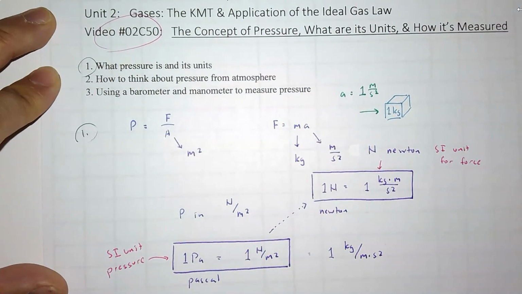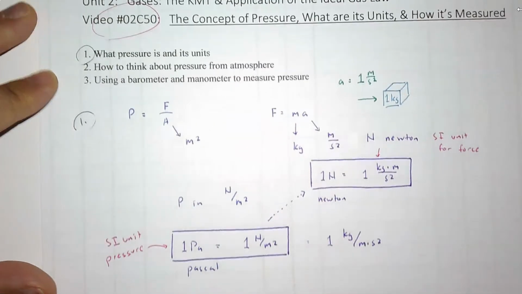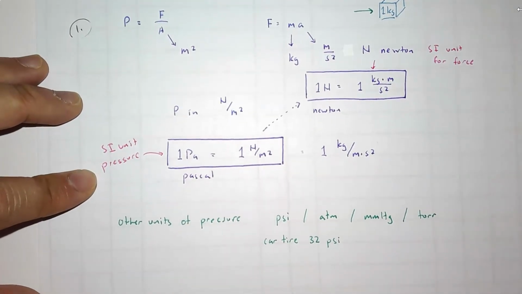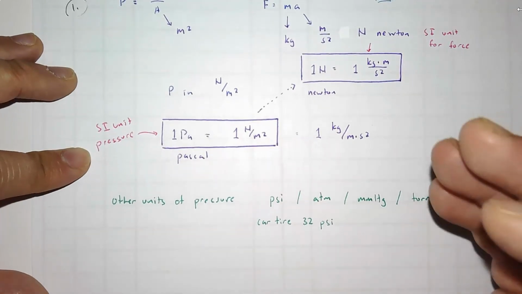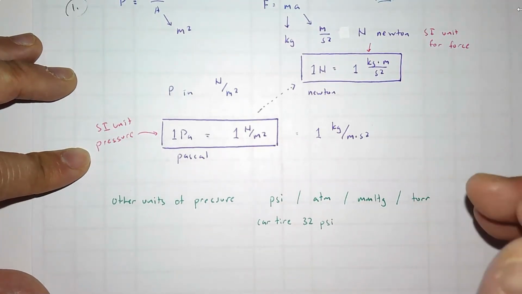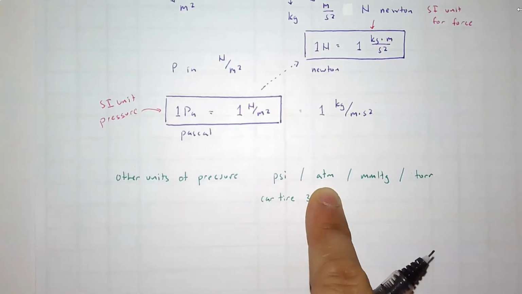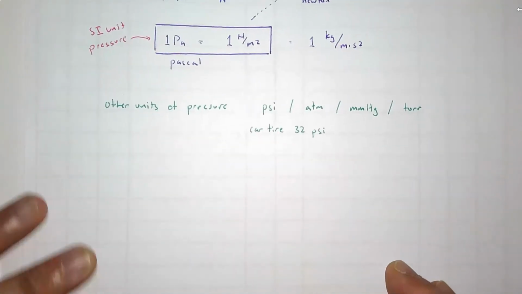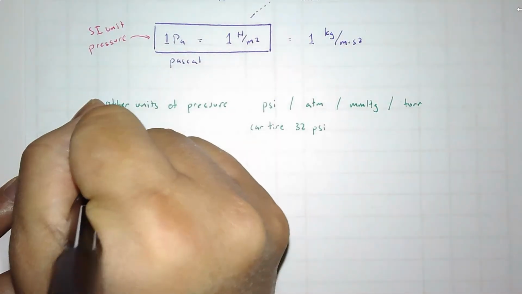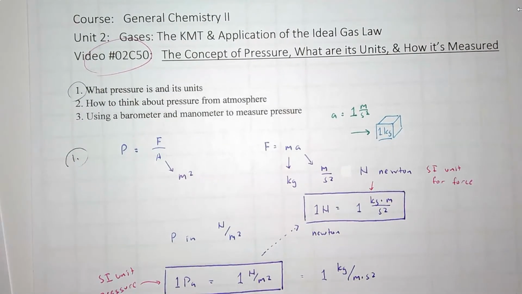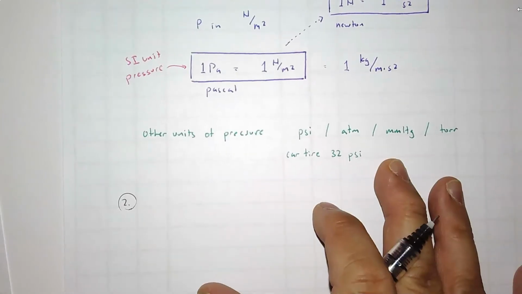What pressure is and its units. It took us a while to get there, a little bit convoluted, but we got to Pascal. Although for most of your problems you'll be converting Pascal or other pressure units into ATM, but that is definitely in a future video, not in this one. Number 2, how to think about pressure from the atmosphere, the atmosphere around us.